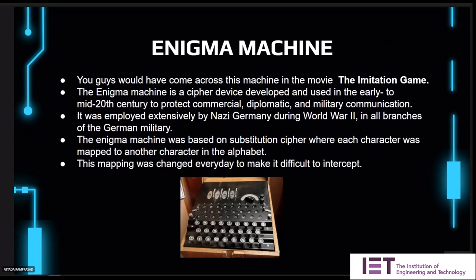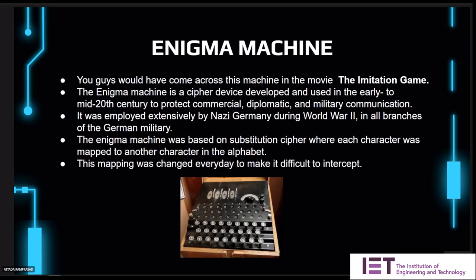This machine is also a cipher device which was developed during the mid-20th century during the World War. During the World War, it was used by the Nazis for their military communication. This machine was based on the substitution cipher, where each character was matched to some other character in the alphabet. This mapping was changed every day so that it became difficult for others to intercept the message. Finally, the code was broken by the cryptanalyst Alan Turing with the help of a machine that he developed. Until then, it was believed that it was virtually impossible to break this code.